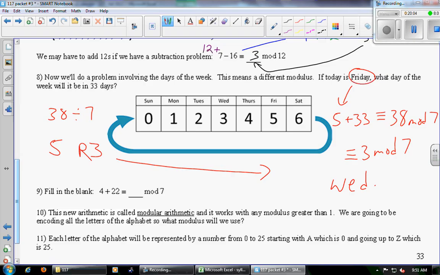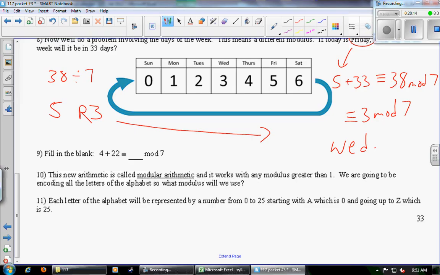Wait, what did you say? You said it was how many weeks? 5 weeks. But it's not 5 weeks from now. 33 days is less than 5 weeks from now, isn't it? Oh, I think you're grabbing the 38, but if you grab the 38, then Friday isn't 5, Friday is 0. So it's actually 4 weeks from the current day plus 5 days. Yes. Okay. So one more of these, 4 plus 22 is how much?